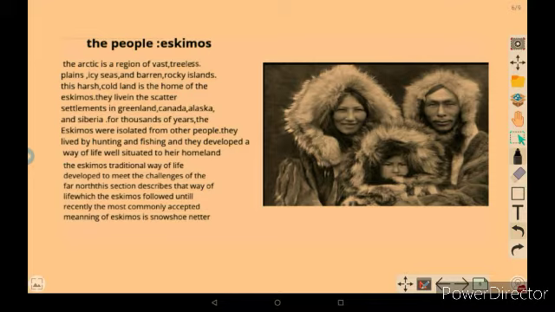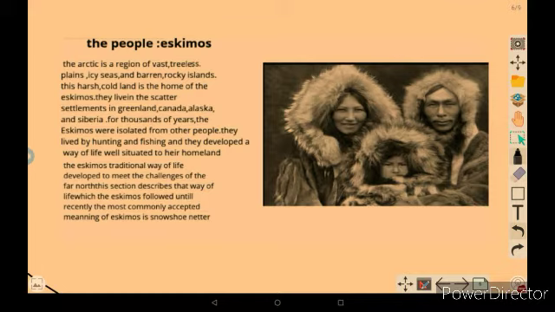Greenland, Canada, Alaska, and Siberia. Okay. So they live there. For thousands of years, the Eskimos were isolated from the other people, and they lived by hunting and fishing. So, they developed a way of life well situated to their homeland. Okay. So, for thousands of years, the Eskimos were isolated from other people.